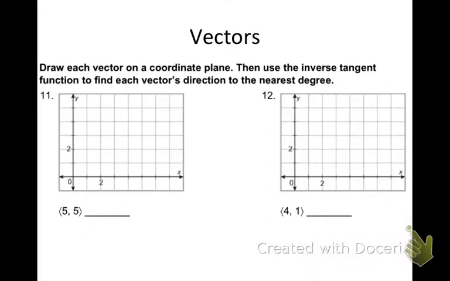Take a couple seconds to try numbers 11 and 12. Now you want to find the direction. So now make sure you do that tangent inverse. Take a couple seconds to try these. Number 11. I have the component form of 5 and 5. So there we go. I have 5. I have 5. What is my direction to the nearest degree? Direction to the nearest degree. It is 45 degrees. Because I would do tangent inverse.